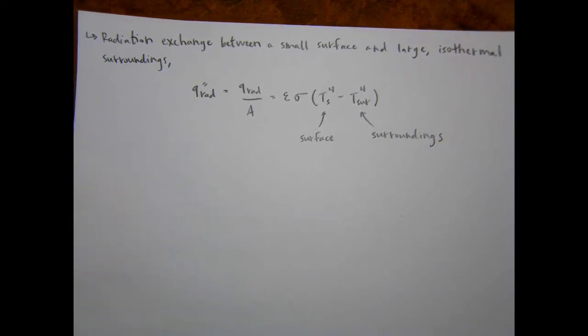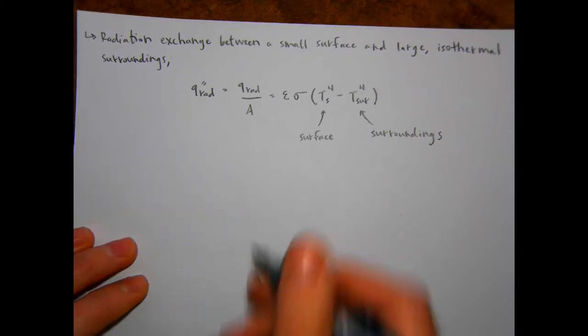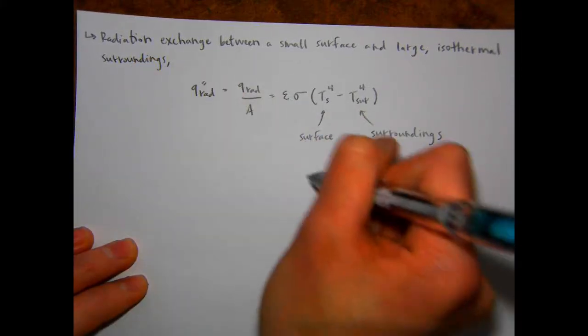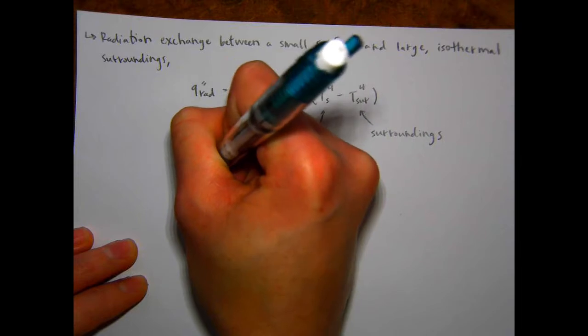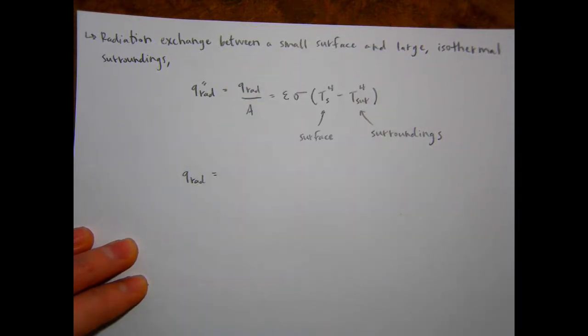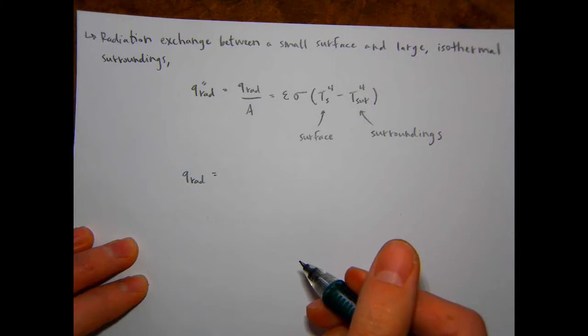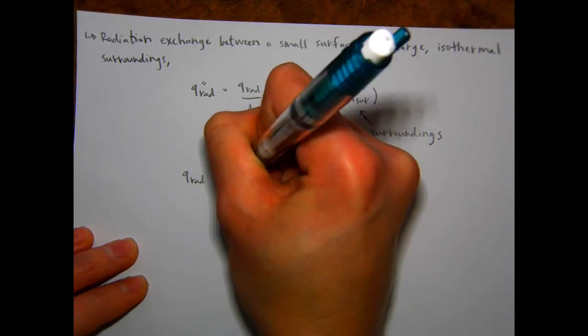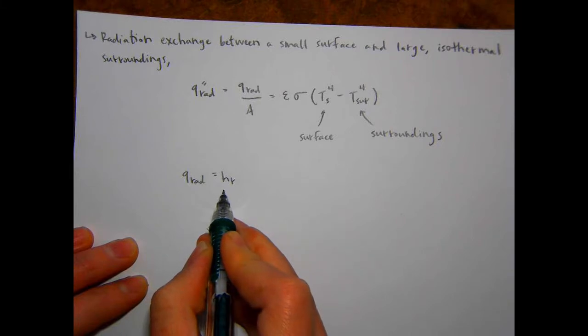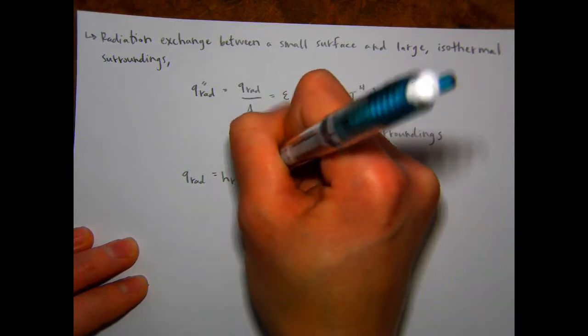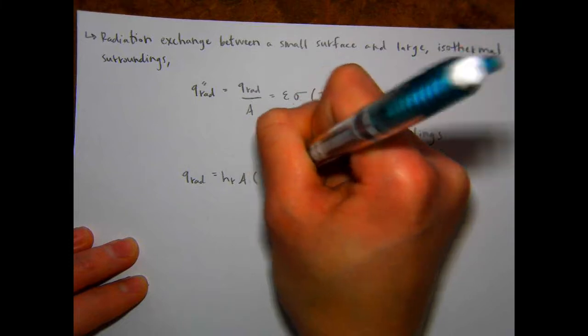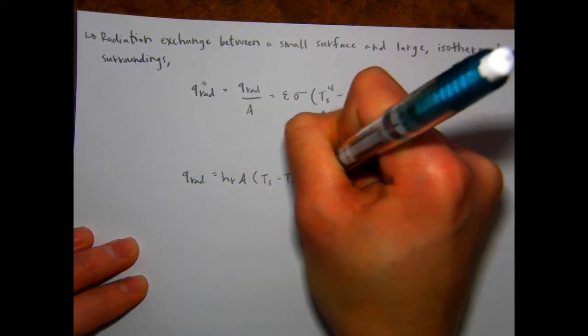And that's the equation that we're primarily going to be working with. It's useful to express this in a format that we've seen before. So write it similar to the convection rate equation, where we have this radiation heat transfer coefficient H times the area times the surface temperature minus the surrounding temperature.